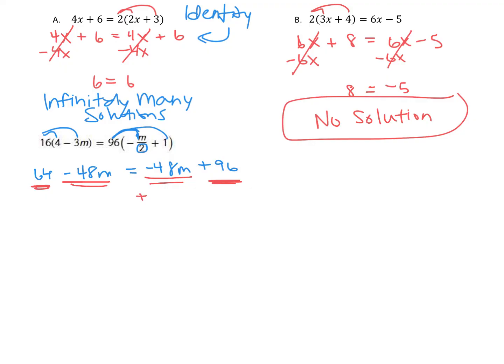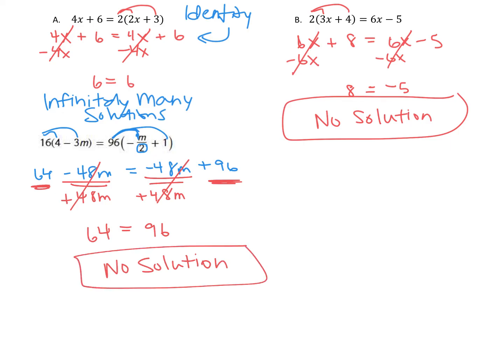So get your variables to the same side. That 48m is negative, so we're going to add 48m to both sides. It cancels on both sides. So there's a huge heads up. If we didn't notice the equation above, my variables are gone. It's no solution or infinitely many solutions. Carry down what you have left in your equation. 64 equals 96. Does 64 equal 96? It does not. So that means that we will have a no solution answer. There is no value of x that will ever make this equation true.